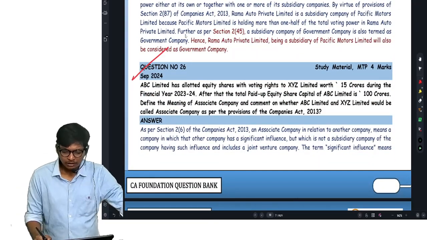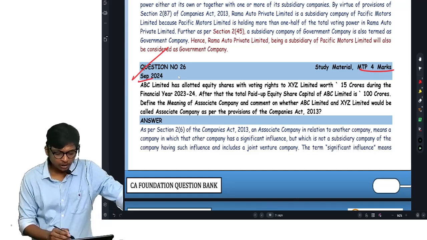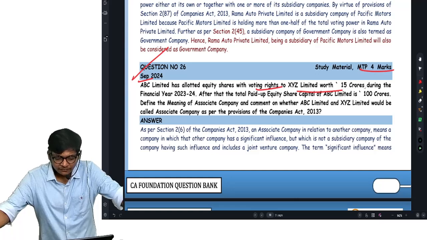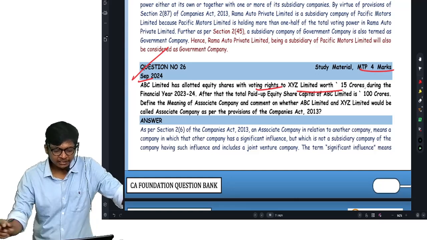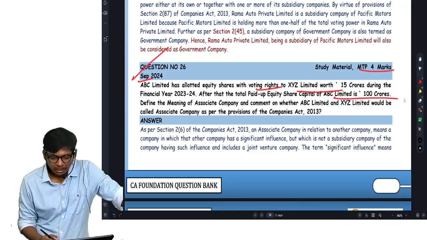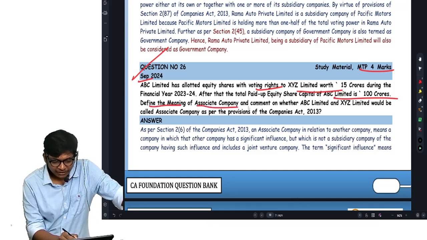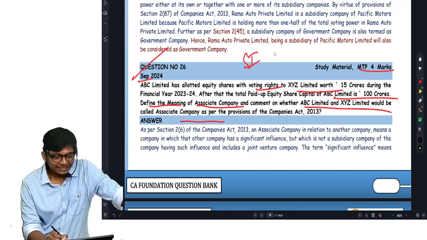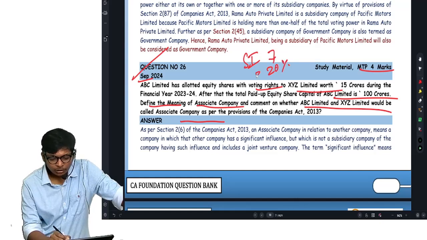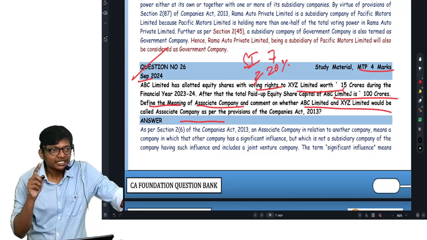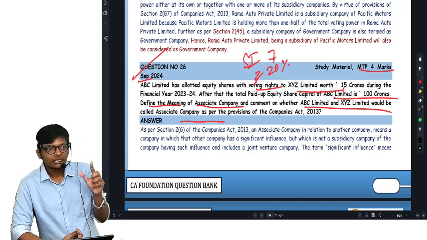Next, question 26. MTP September 24. ABC Limited has allotted equity shares with voting rights to XYZ worth 15 crores during the financial year. After that, the total paid up share capital of ABC is 100 crores. Define the meaning of associate company, and whether ABC would be an associate company. For associate company, you need to have significant influence. Significant influence is 20% or more of the total voting power. Here only 15 out of 100, which is 15%. Therefore, it is not an associate company.